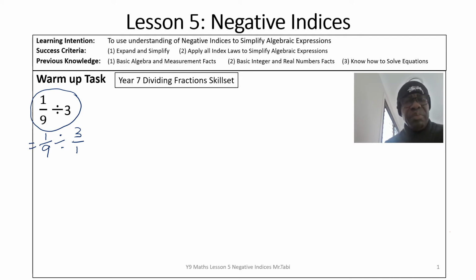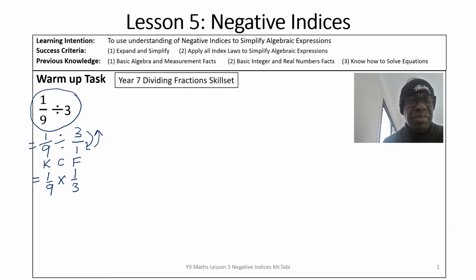Now, when we divide fractions, one of the strategies is keep, change, and flip. Flip means we have to turn this second fraction upside down. So we have 1/9 multiplied by, instead of 3/1, it becomes 1/3.